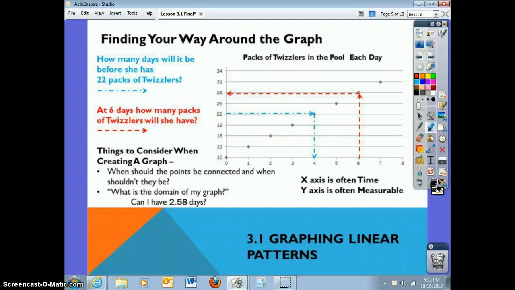Okay? Another thing to consider is the domain. The domain has to do with your x-axis. Domain is the numbers that make sense for x. In this case, the x that makes sense are positive integers, because you can't have any negatives and you can't have any decimals or fractions. Okay? All right. Couple last things. In constant increase and constant decrease equations, it's very often that the x-axis is time and the y-axis is something measurable. And that's pretty much it. Okay?